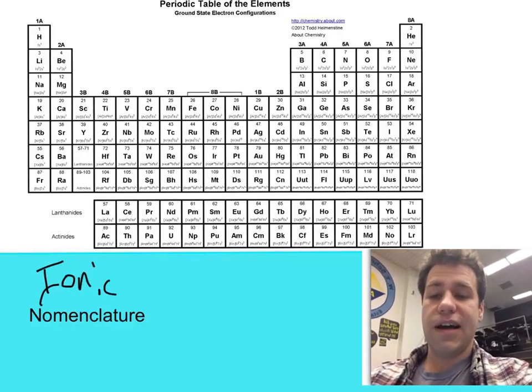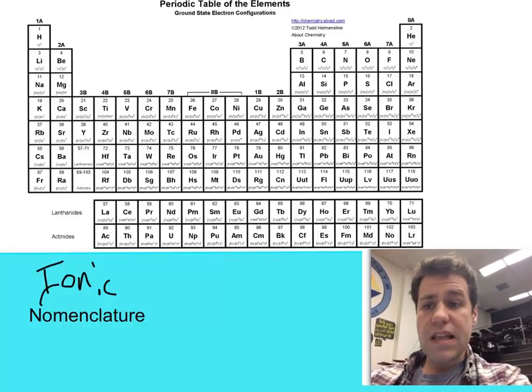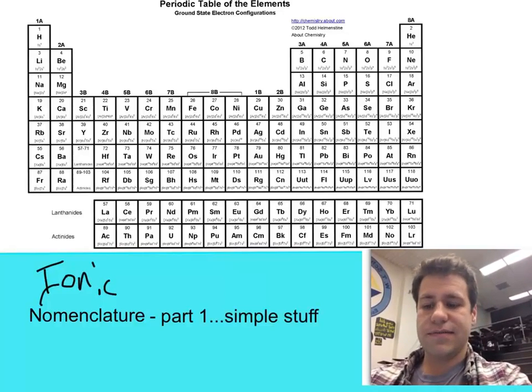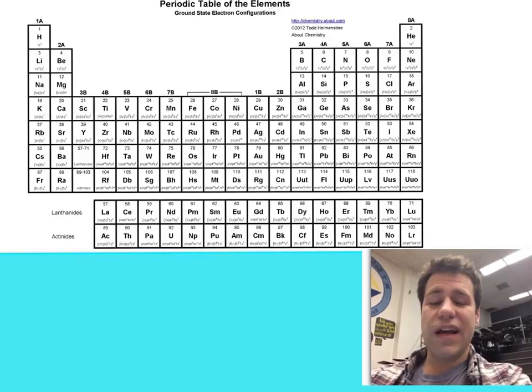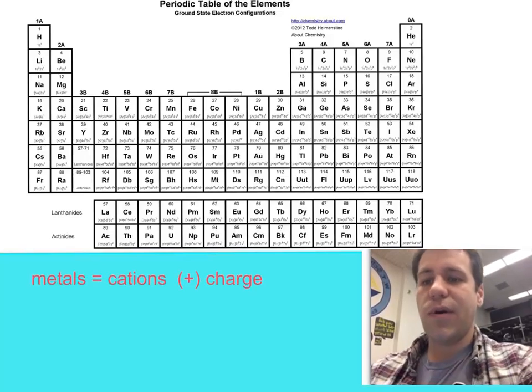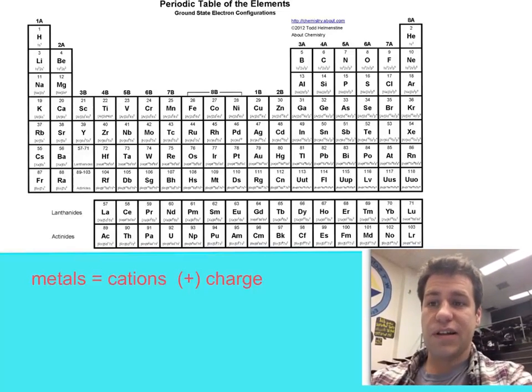Today we're going to talk about ionic nomenclature, specifically the basics. Ionic nomenclature is very simplistic. It's all based around metals and nonmetals. You have an ionic compound whenever you have a metal and a nonmetal, with a few exceptions. So it's important to know where those are.